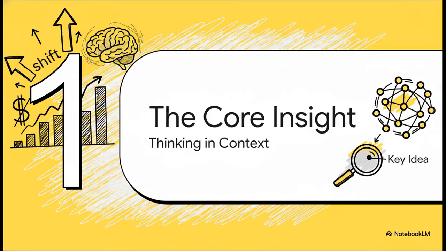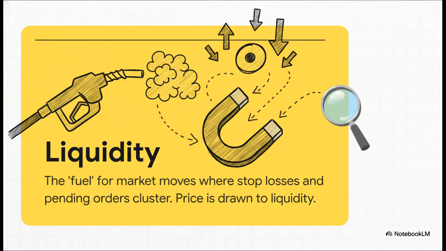So what's the core insight here? Well, it's a mental shift. It's about moving from just looking at price to really thinking in context. And that context is all built on one key idea. And that idea is liquidity. Seriously, just think of it as the fuel for the market. It's these areas where stop losses and orders are all clustered together. And as you can see, price gets drawn to that liquidity like a magnet. It's the why behind almost every major move.